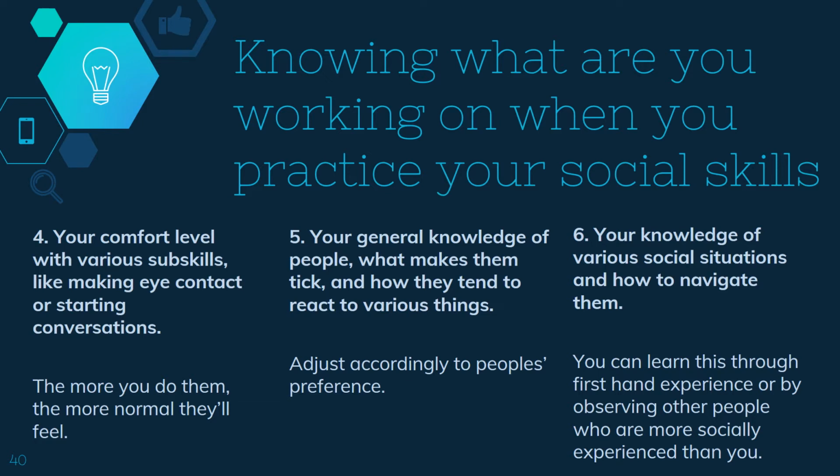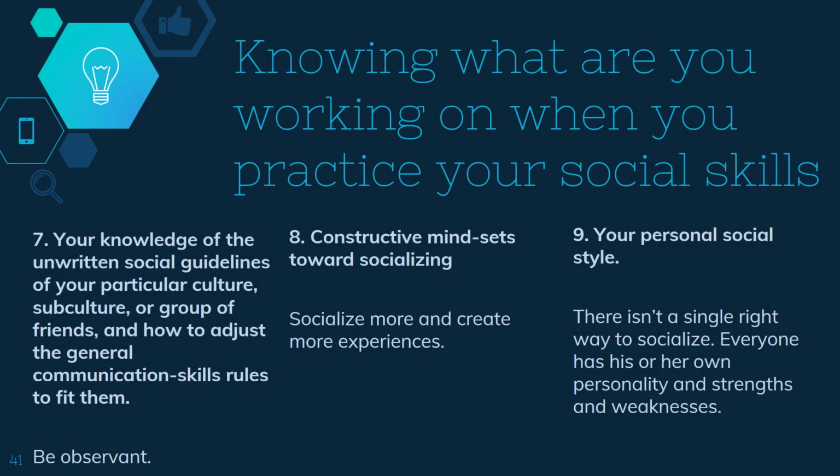6. Your knowledge of various social situations and how to navigate them. You can learn this through first-hand experience or by observing other people who are more socially experienced than you. 7. Your knowledge of the unwritten social guidelines of your particular culture, subculture, or group of friends, and how to adjust the general communication skills rules to fit them. Be observant. 8. Constructive mindsets towards socializing. Socialize more and create more experiences.